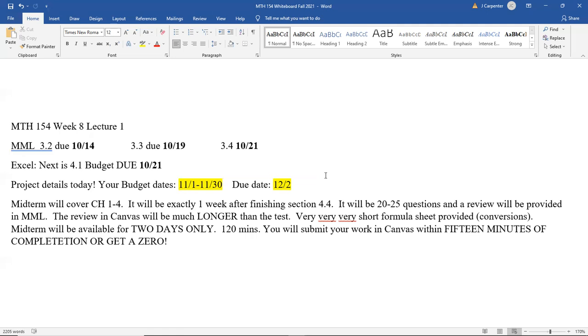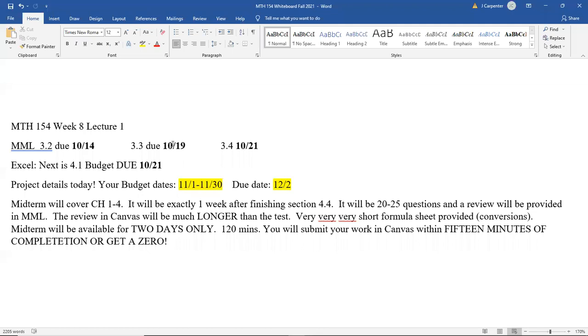But for now, here are my math lab homeworks, 3.2 and 3.3, we've already discussed previously. Those are due on the 14th and 19th, respectively. We will finish 3.4 today. We're going to very lightly talk about the concept of density. So we're going to have that due on the 21st.